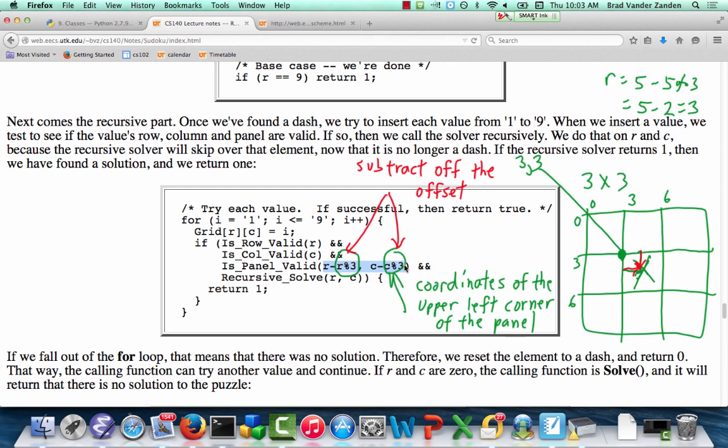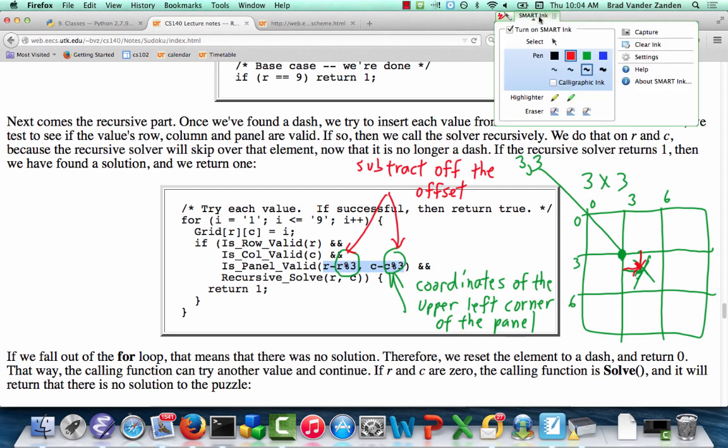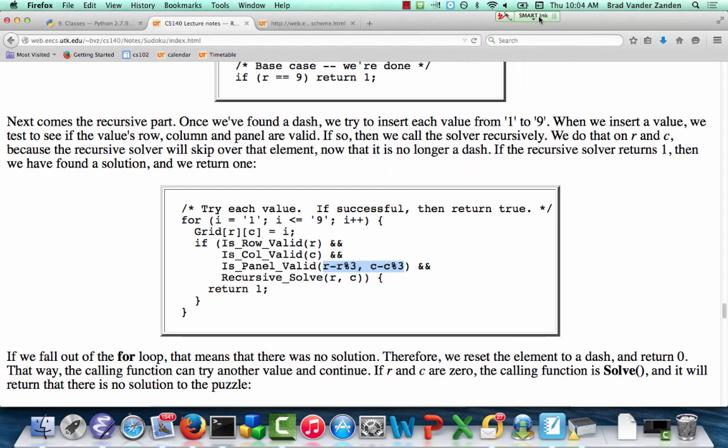So questions about that? Okay. So any questions about the Sudoku solution? Okay. In that case, we will move on to the Towers of Hanoi.